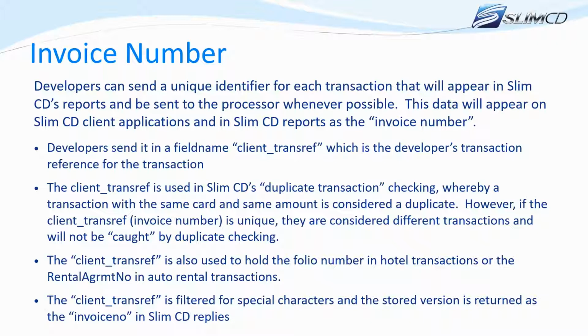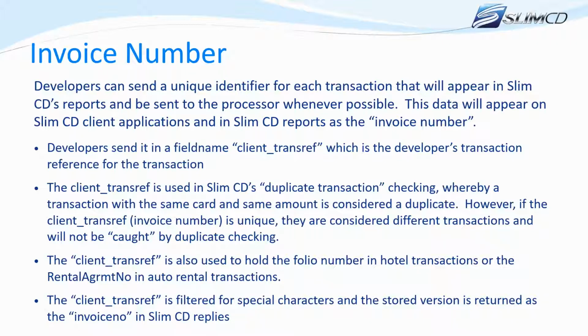Now, because it's designed to be unique, we actually use it in our duplicate checking as well. So if SlimCD doesn't get an invoice number supplied, we're going to take the same credit card for the same amount within a specific amount of time, and we're going to consider that a duplicate. However, there are cases where a duplicate is valid. Maybe multiple people from the same company are using the company card to register for a conference, or it's Mother's Day and you're buying flowers for your mother and for your wife. A lot of situations you might be using the same card, signing up for gym membership with a father and a son, or a mother and a daughter, something like that.